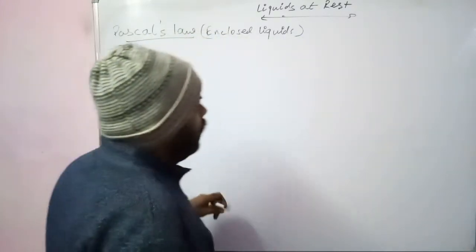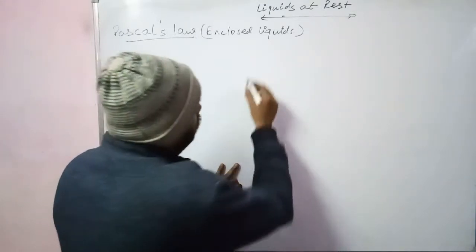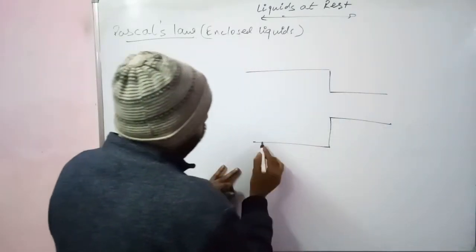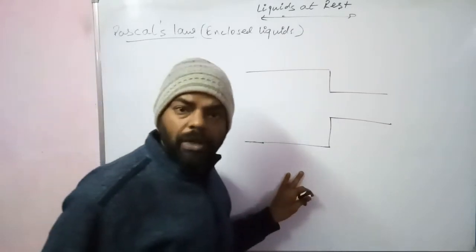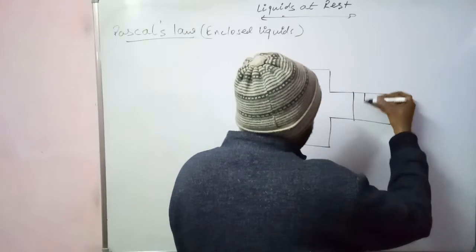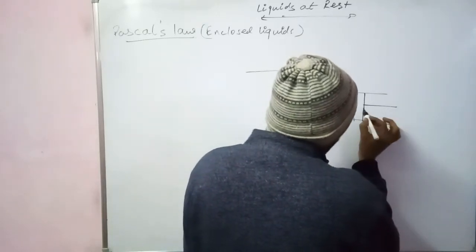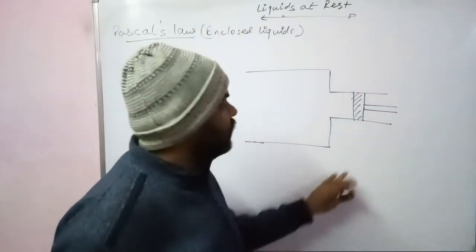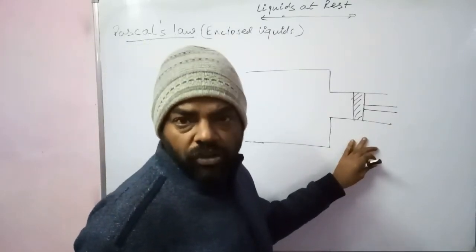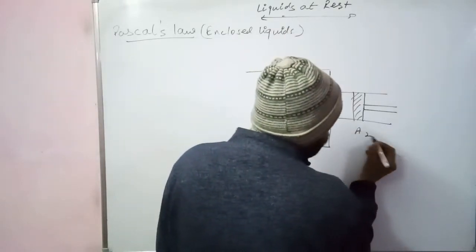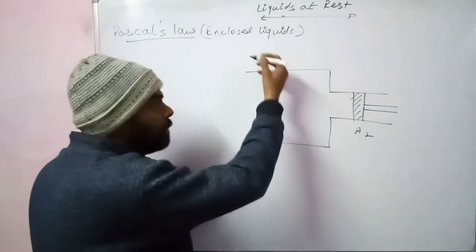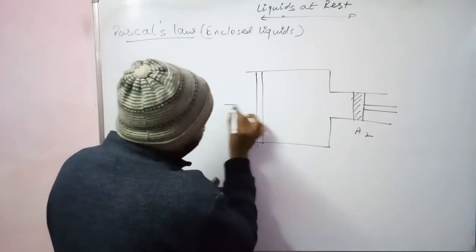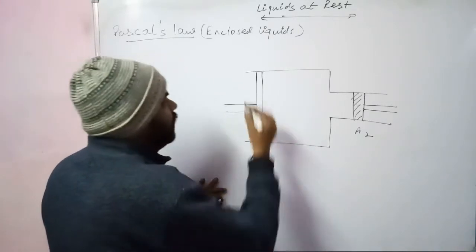Now look carefully, let us suppose we are considering a system. It is a system of pipes, and the system of pipes is provided with frictionless and movable pistons. Let us suppose the piston in this pipe has area of cross section A2, and in this broader pipe the movable piston is fitted, and its area of cross section is A1.